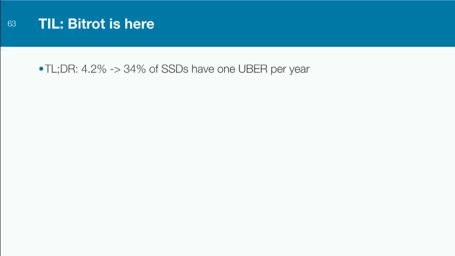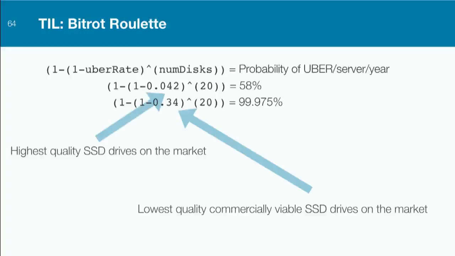4.2% to 34%, this is common. This is industry common, right? You probably want to be closer to single digit, but having double digit is actually not uncommon. So if you think about this, uncorrectable bits per year, do the math on this, and all of a sudden you end up in a situation where 99.9% of your servers have at least one piece of bit rot per year, right? You put enough disks in there. And that's kind of scary, right?